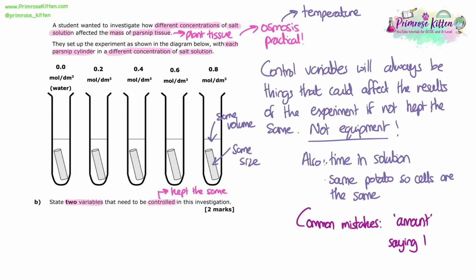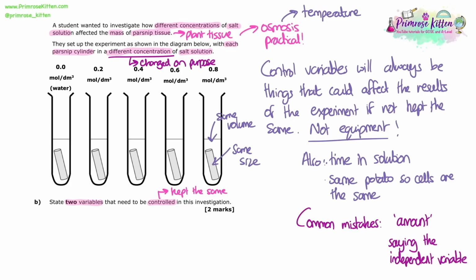Common mistakes made when answering questions about control variables are saying the word amount instead of using a volume or time or some kind of measurement. So you need to say volume, you need to say size or length, not just amount of solution. Another mistake is saying the independent variable. This is something that people sometimes don't get right if they haven't read the question properly or they forget what control variable means.